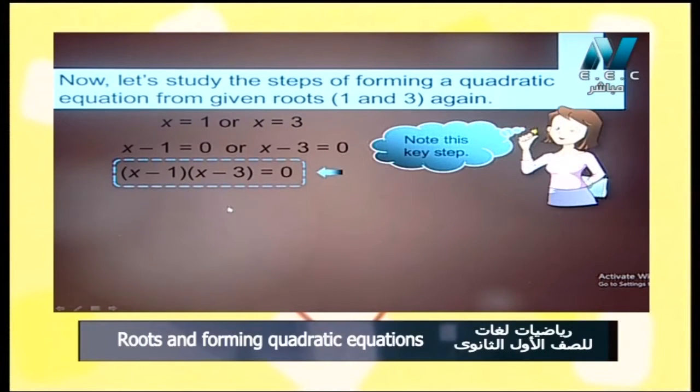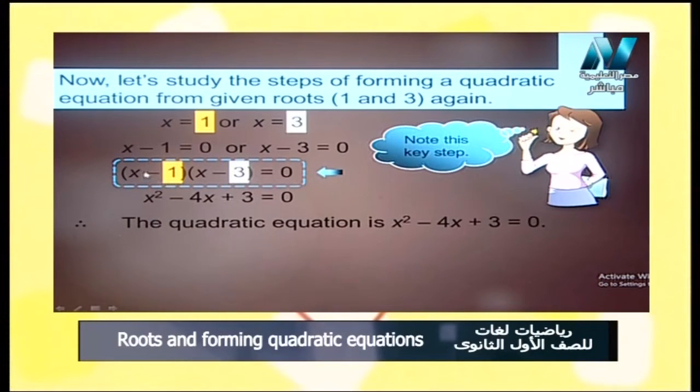And note these key steps. We have here the two roots 1 and 3. Look carefully now. Look at 1 and 3, where will they be? Yes, you put x minus 1 multiplied by x minus 3, and the answer equals 0. So you have now easily formed the quadratic equation.